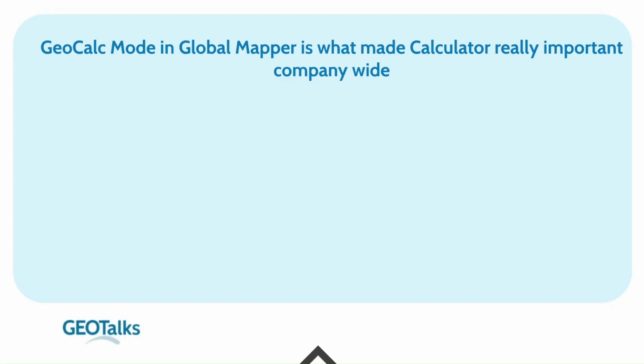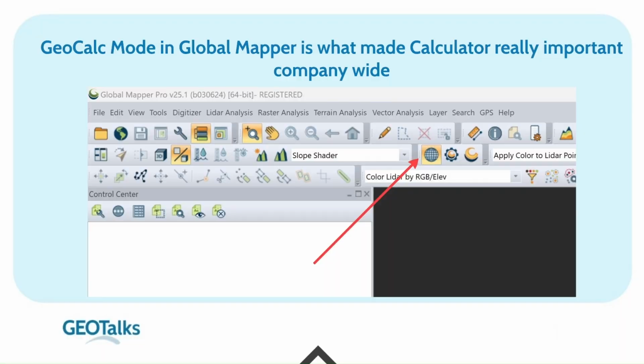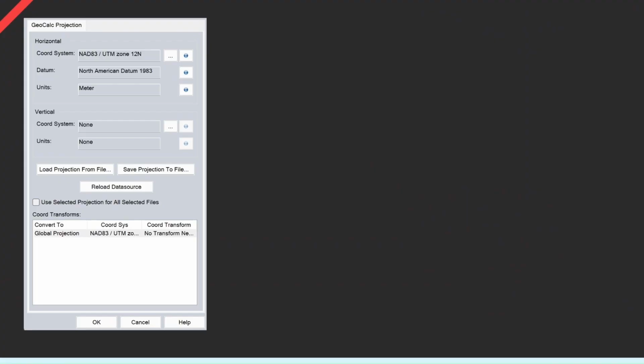Now, GeoCalc mode in GlobalMapper is what made Calculator really important company-wide. A lot of people use GlobalMapper at our company. But the reason is not just because of all the formats that GlobalMapper can handle, but because through GeoCalc mode, it can read all our custom coordinate systems and transformations in full 3D. See, everyone who gets an install of GlobalMapper also gets Calculator so that they can use the Calculator library. You just turn on that button and it brings up almost everything that you've made in Calculator.